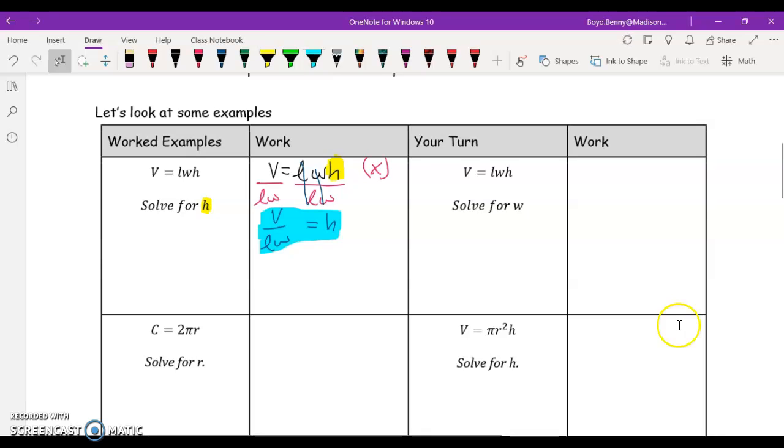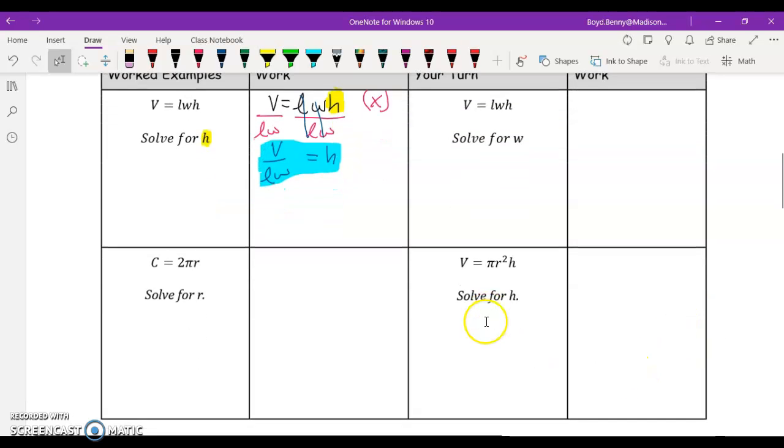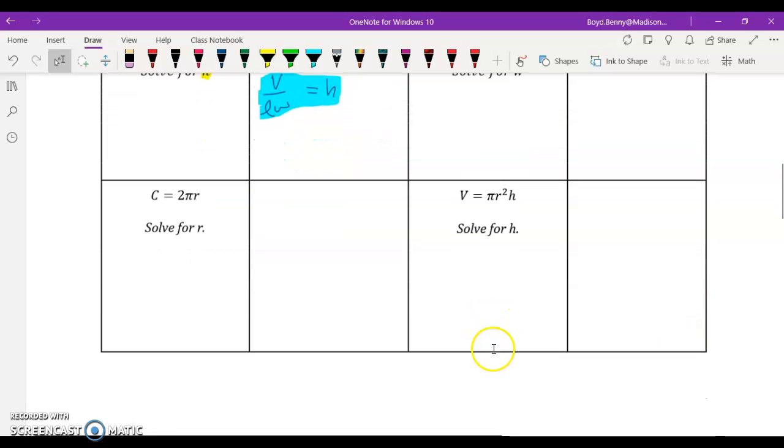All right. So let's see here. Let's roll down to our next example. I'll let you guys do the your turns on your own. So in this next example, we have the formula for circumference of a circle. And circumference is the distance around a circle. Here we're being asked to highlight or solve for the variable r.